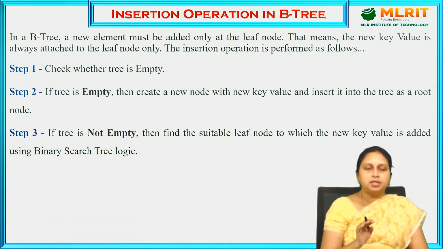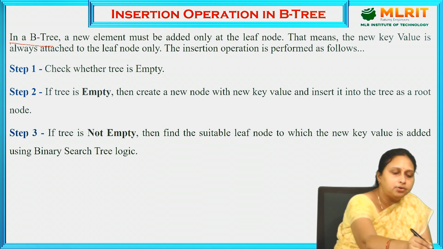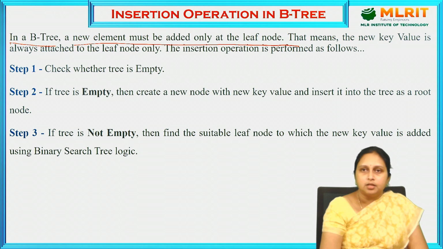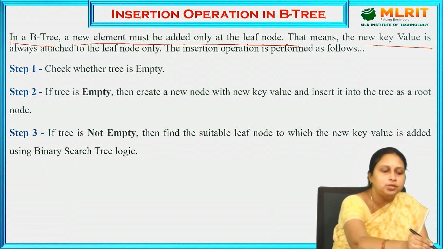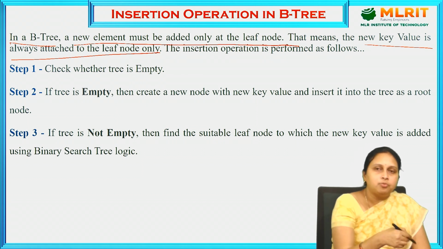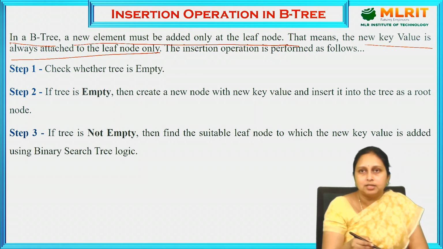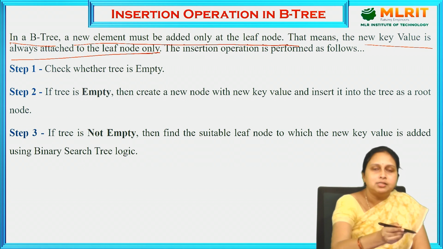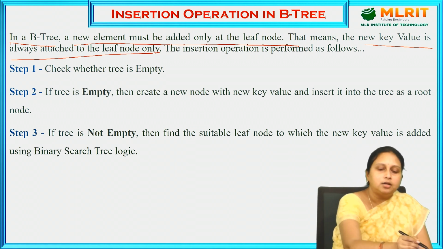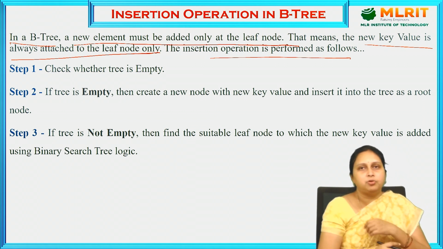Here, observe that in a B tree, a new element must be added only at the leaf node, not directly on the root node. That means the new key value is always attached to the leaf only. When I am going to insert a particular node, that should be inserted only in the leaf node, not at the root node. Now, we will see the steps of how we perform the insertion.